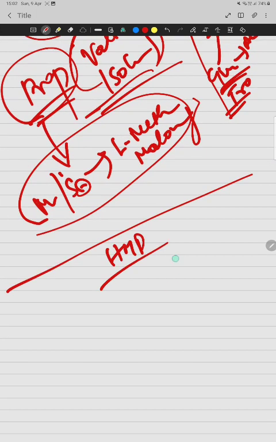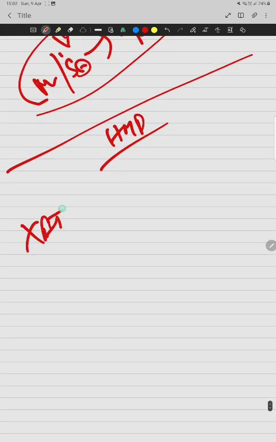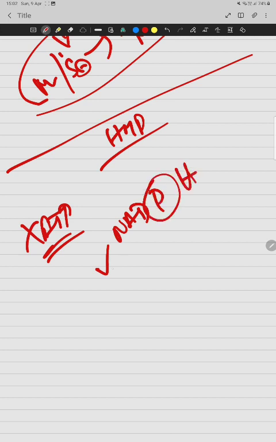So HMP pathway, what is the main aim? The main aim is not your ATP. Then what is the main aim? That is your NADPH. NADPH, okay, not NADH. NADPH regeneration and ribose 5 phosphate.